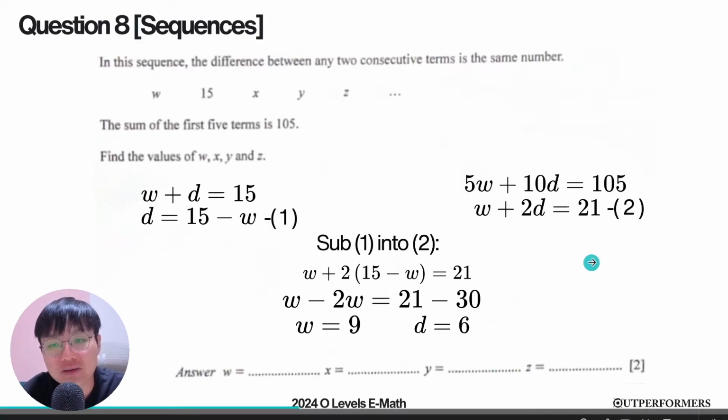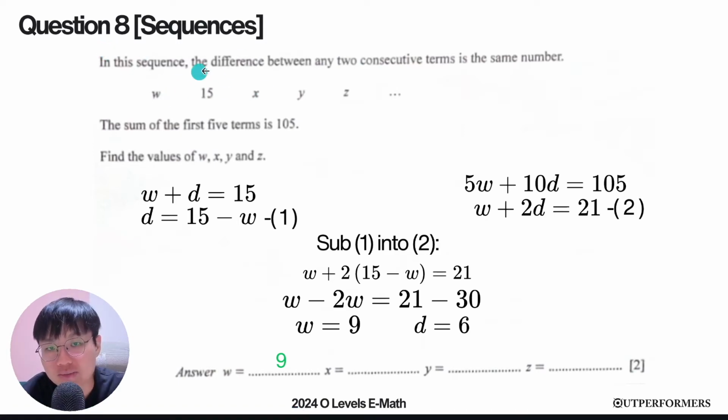We already have w equals 9. And we know x is 2d plus another 2d, right? So it gives us 21. And then for y itself and z is going to be 27 and 33 respectively.